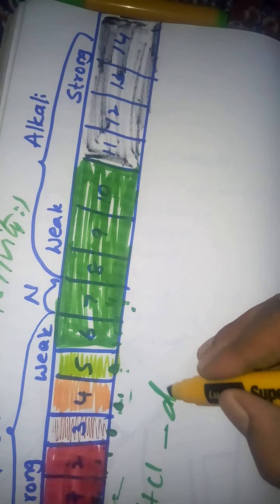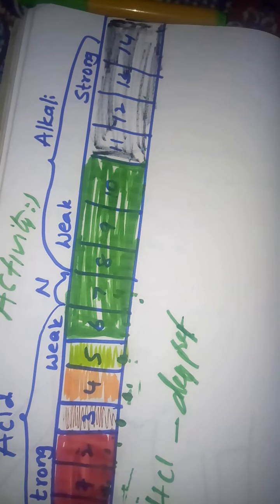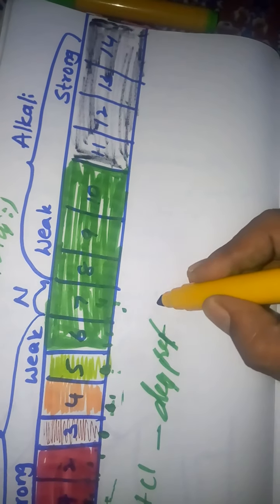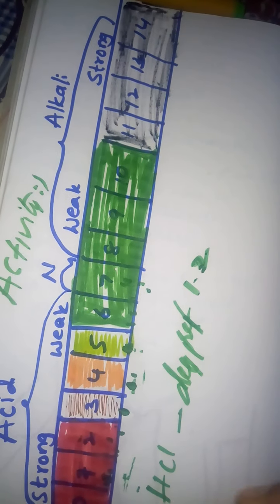Now, some examples of solutions. HCl: the color on pH paper is deep red. The pH value is 1.2. The solution is acidic.